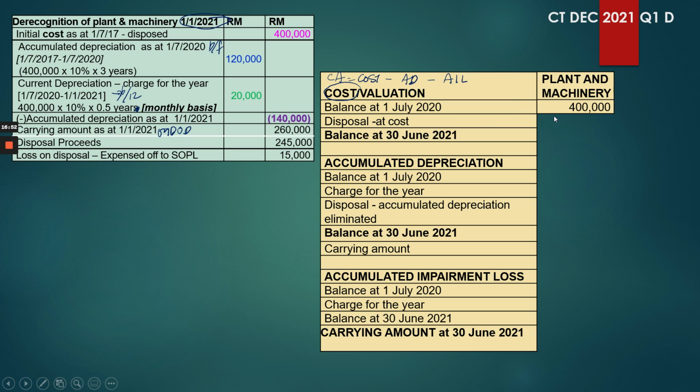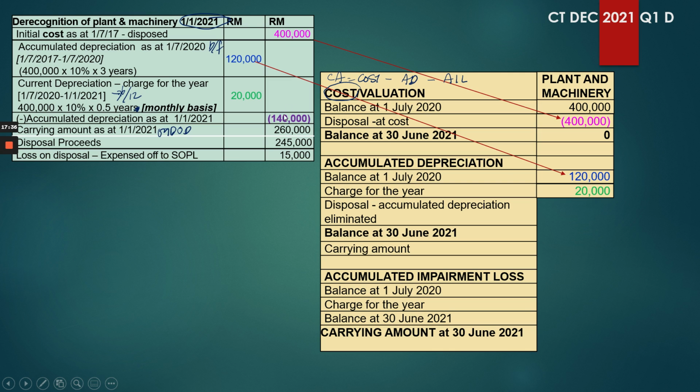So now we can move on and look at the plant and machinery, which relates to the workings that I've prepared here. For the plant and machinery, beginning balance, of course, 400,000. That was from the information given in the question. However, that 400,000 will all be derecognized or disposed. So you can see here, this 400,000 that I calculated here, I've already posted here, which is in the notes on the movement of PPE. Next is the balance as at 1st of July 2020. It must be 120,000 because this is the figure that you show here. Right? So that is the one at the beginning of the year.